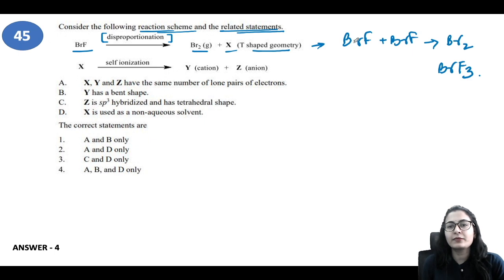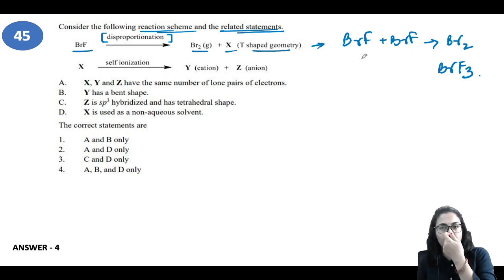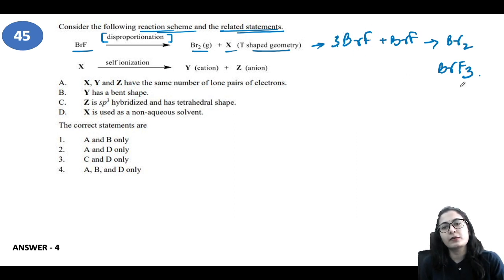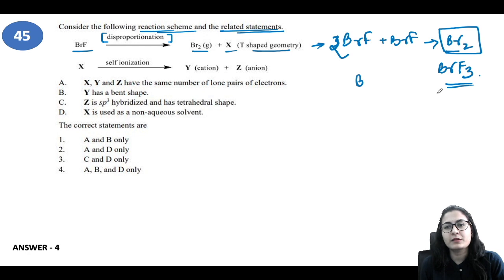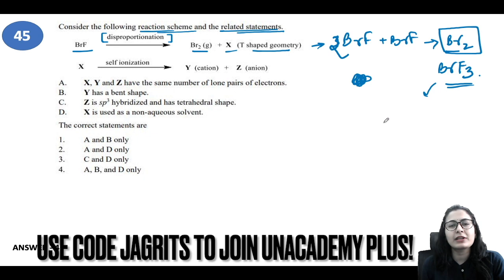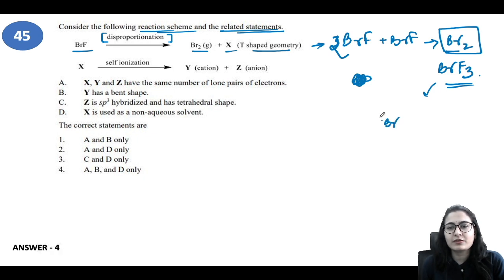BrF3. All right, so for that, let's say we have to use more moles of bromine. Let's say I'm using 3. What happens then? Yeah, 3 of the fluorines come over here, or let's say I'm using 2 of them. Yes, then I have total 3 bromines, out of which 2 eliminate to give bromine gas, and one of them forms the BrF3. So this is a disproportionation reaction this way. And BrF3, absolutely, it has T-shaped geometry because it's going to have two lone pairs and trigonal bipyramidal system. It's going to be like this.